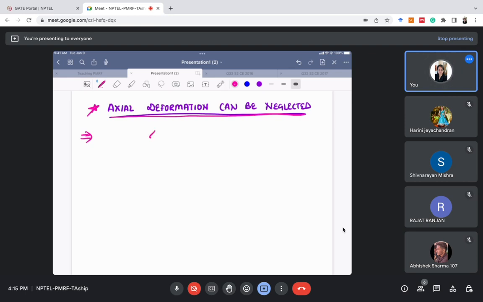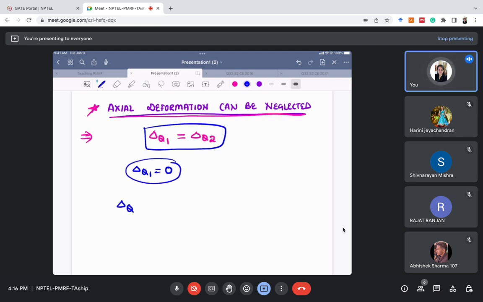So it means that in the compatibility condition we have this equation, right? Delta q1 equal to delta q2. Since we are saying that axial deformations can be neglected, we can write that delta q1 is 0 here, because we are neglecting the axial deformations. Since delta q1 is 0, the compatibility equation will now become delta q2 equal to 0. We need to solve this equation now in order to get the value of FPQ. So this question is a little bit tricky. These small things you should keep in mind for this problem.